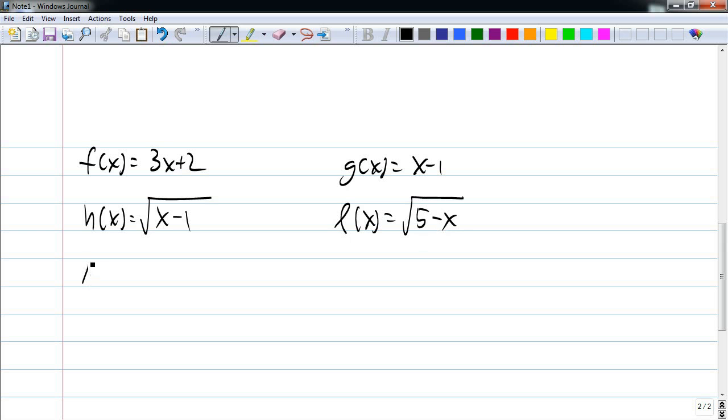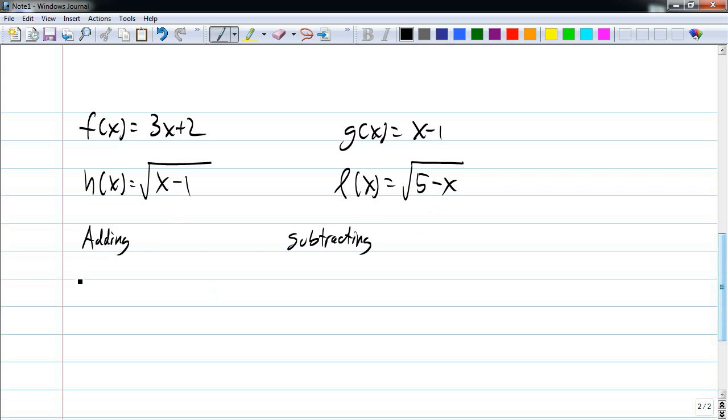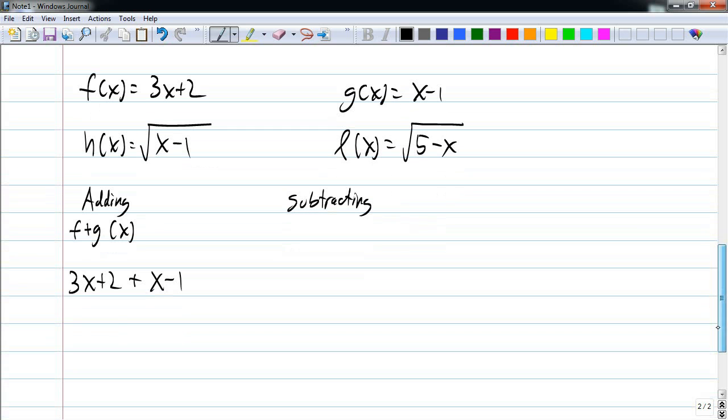Let's talk about adding and subtracting. If I want to do something like f plus g of x, it's really simple. I write out f of x, I make a big old plus sign, and I write out g of x, and then I combine like terms. So f plus g of x is this, which works out to be 4x plus 1.